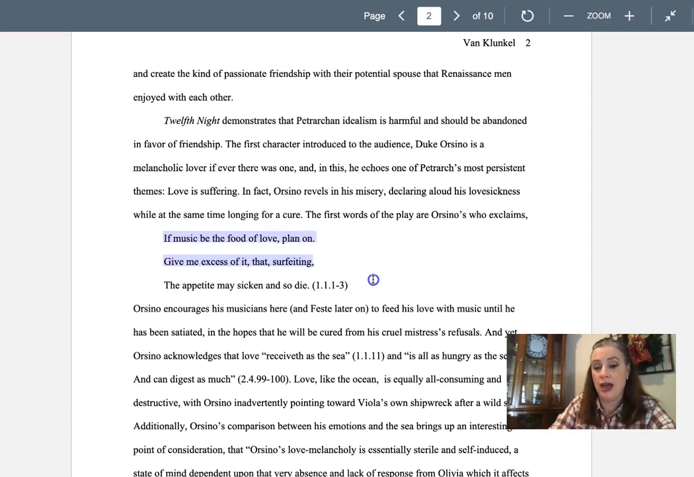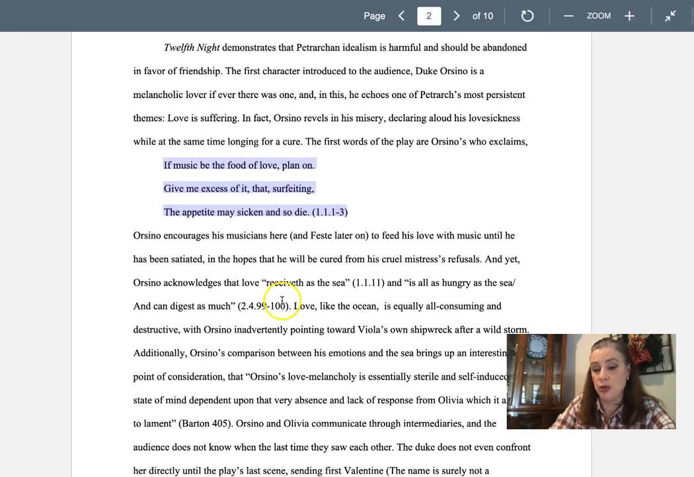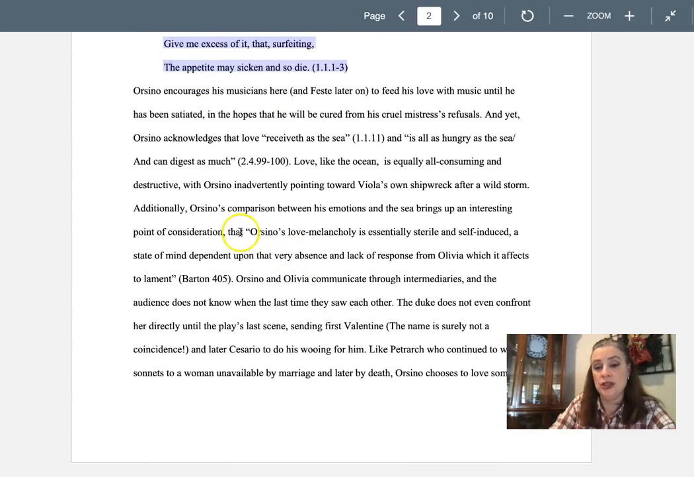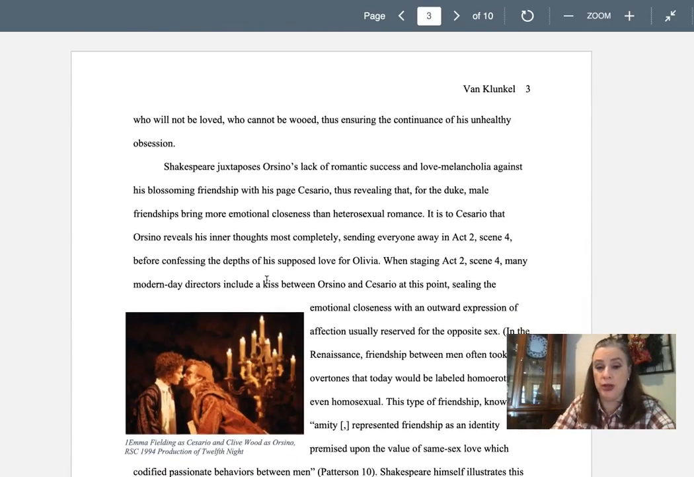You'll see that if I have a quote longer than 2 lines of poetry, then I need to block quote it. Again, that's in the formatting video if you need help with that. Then I close read it. Here you'll see that I'm using secondary sources as well. Orsino's love melancholy is essentially sterile and self-induced, a state of mind dependent upon that very absence and lack of response from Olivia which it affects to lament. And then I have my in-text citation. So I'm using both close reading and also secondary sources here to bolster my own point.